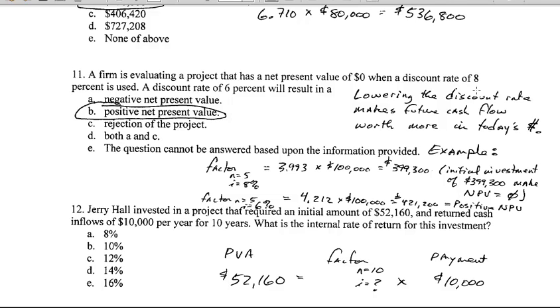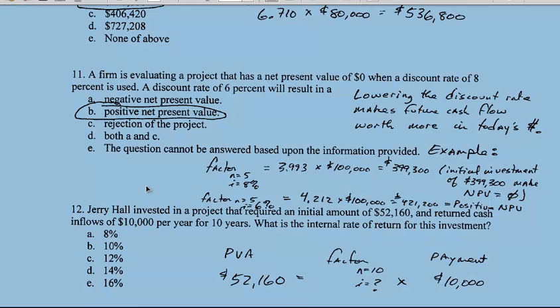Okay, so if what you want the return to be is 8 and the net present value is 0, that means what you're actually earning is 8%. So if you lower the discount rate to 6 and you're actually still getting 8%, that means that you're going to have a positive net present value. That means that the present value of the future cash is going to exceed that initial investment.